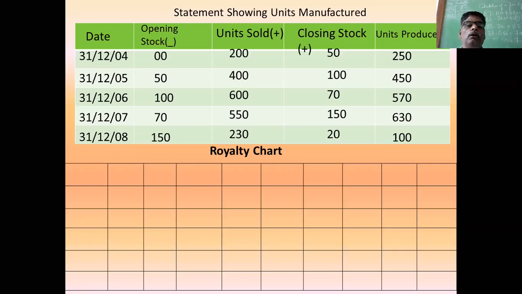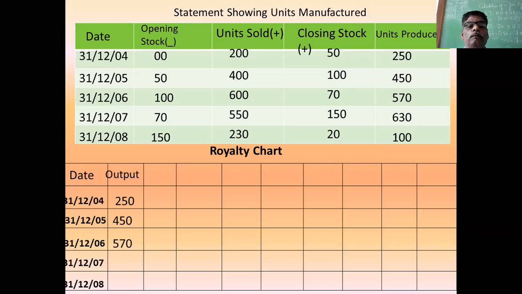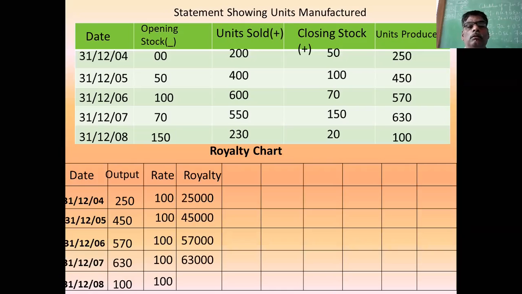Now you prepare the royalty chart. Write the date. Unit produced is 250, 450, 570, 630, 100. This is the rate of royalty. Multiply the rate and output. This is the royalty by multiplication. Like this you multiply.